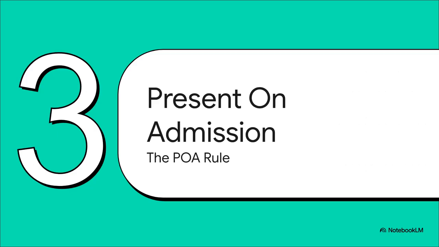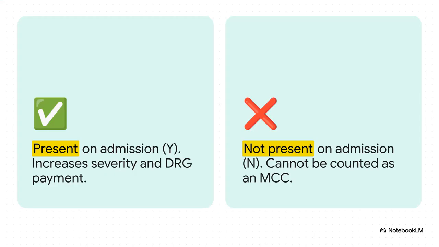But capturing that severity comes with some really high stakes, which brings us to a crucial rule: present on admission. CMS is crystal clear on this. They will absolutely not pay extra for conditions that a patient acquired while in the hospital. So let's say a severe condition like sepsis or a DVT develops 2 days after admission. The present on admission, or POA, indicator is assigned an N for no. It was not present on admission. When this happens, it cannot be counted as an MCC to bump up your DRG tier. Actually, it's worse than that.